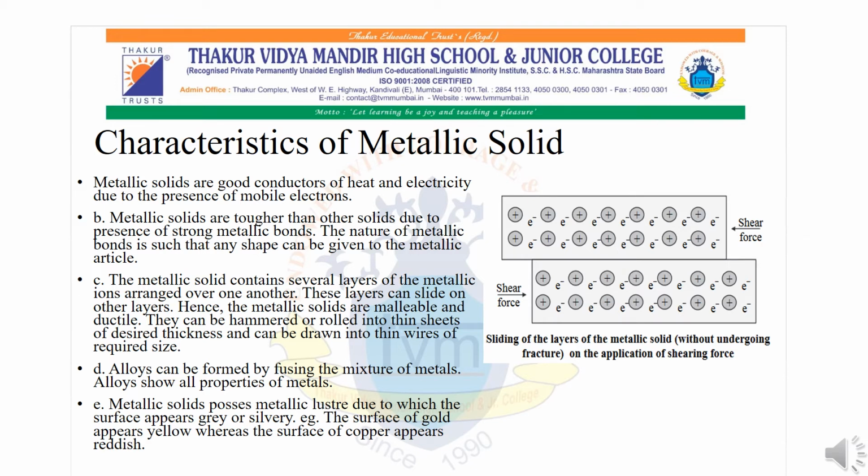Metallic solids possess metallic luster due to which the surface appears to be grey or silvery. Example, the surface of gold appears yellow whereas the surface of copper appears reddish. Even in the case of silver, it appears silvery.